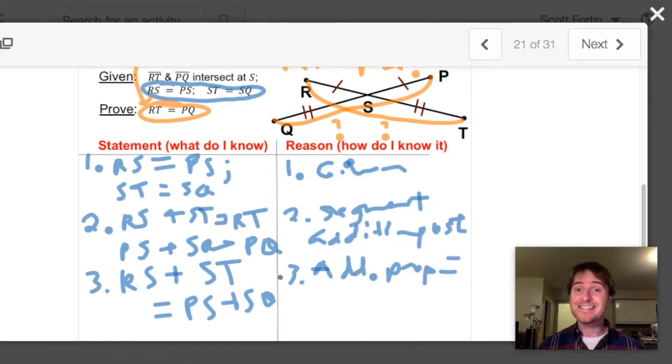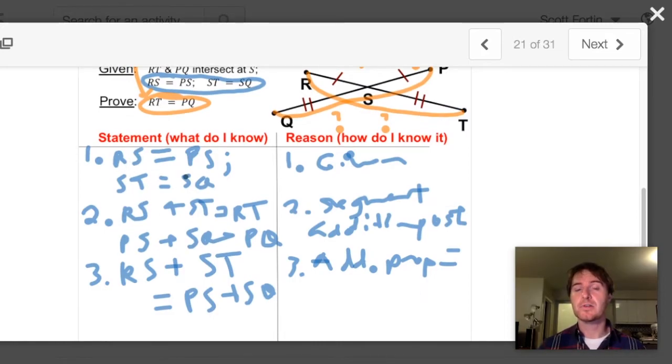Okay, from step 1. Look at this right here. This is oftentimes the case with the addition property of equality: a lot of times when you have four different things being said here, RS equals PS, so that's a statement of equality.